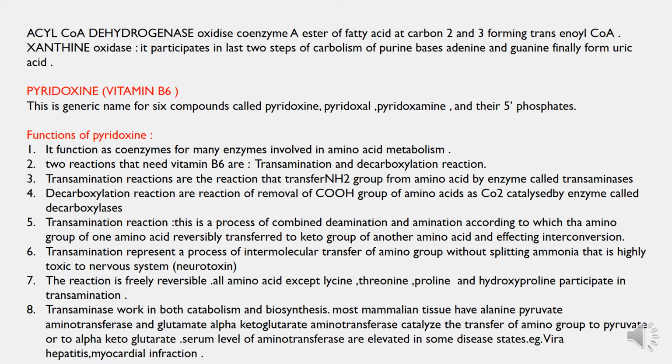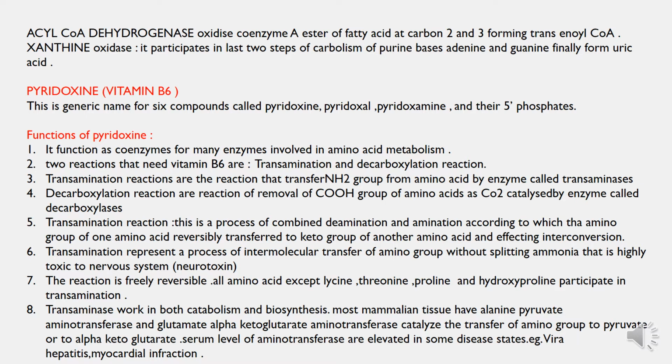Acyl coenzyme A dehydrogenase oxidizes the coenzyme A ester of fatty acid at carbon 2 and 3, forming trans-enoyl coenzyme A. Xanthine oxidase participates in the last two steps of catabolism of the purine bases adenine and guanine, finally forming uric acid.